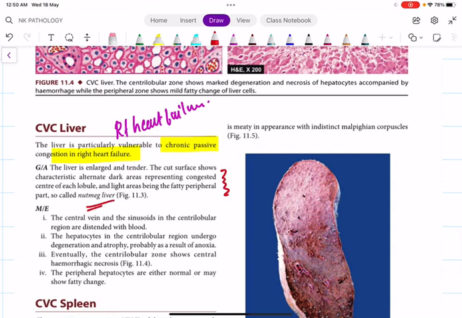I told you already what is Nutmeg liver. There will be a central reddish area surrounded by viable parenchyma, and the cut surface will resemble that of a nutmeg. On microscopic examination, you can see centrilobular necrosis with periportal hepatocytes. And of course fatty change.